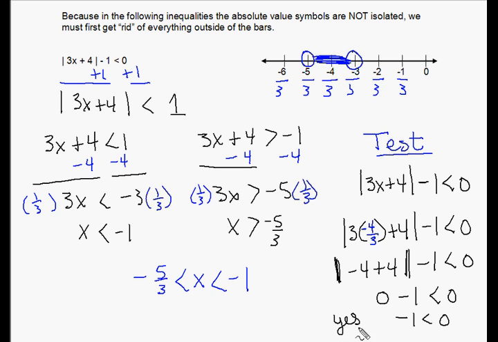Yes. And when you say yes, that means that for that number that you tested, remember we tested negative 4/3, you're going to shade because yes, that works.